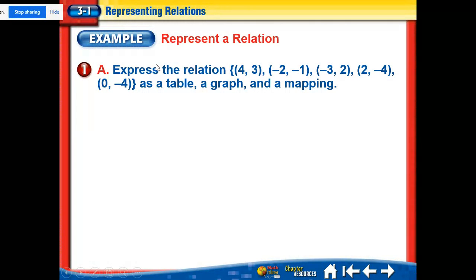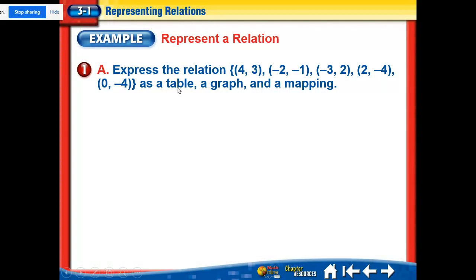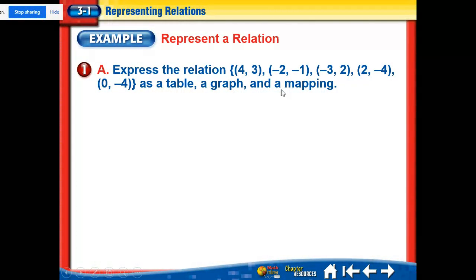All right, let me show you some of these. So here's a relation. This is a list. Now we want to take this list and make a table out of it, a graph out of it, and a mapping. And this is what you're going to be doing on the homework today, is taking them and doing those different things. Now in order to do the mapping, I'm going to have to do the domain and range, and we'll do that when we get there. But we're going to start with the table.